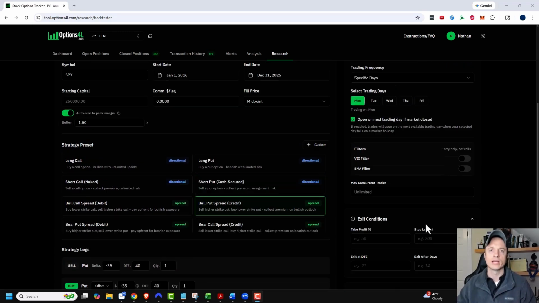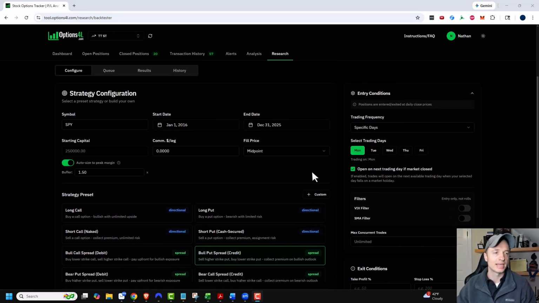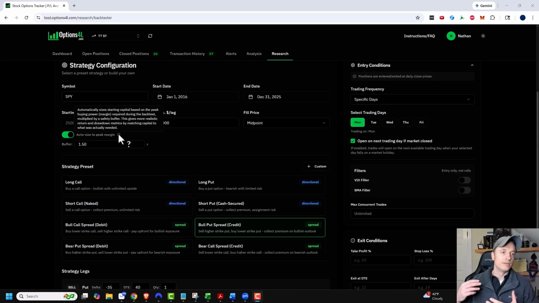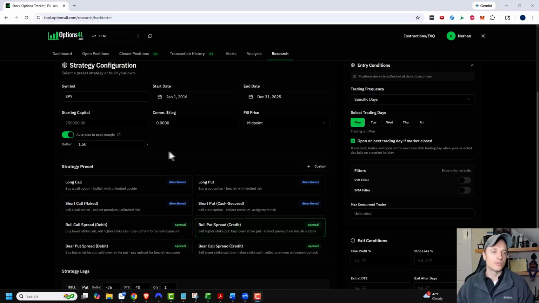So real quick, I want to go through the settings for the backtest. So like I said, we're doing SPY. We're doing a 10-year period from January 1st, 2016 through December 31st, 2025. Starting capital, we are using a peak margin with a 1.5x multiplier, or buffer I should say. And so basically what that means is we are going to be using the optimal amount of capital based off of the most amount of capital that we'll have deployed plus a 1.5x buffer. So like a 50% buffer on that amount. And hopefully you're understanding what I'm saying. If not, you'll see it as we go through the examples. We don't have any commissions on the legs and our fill price is at the midpoint.